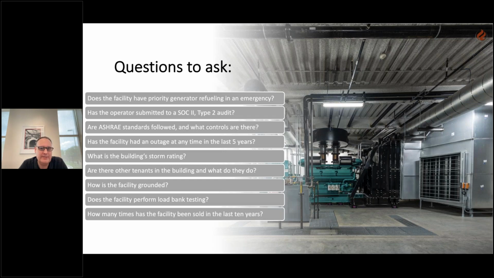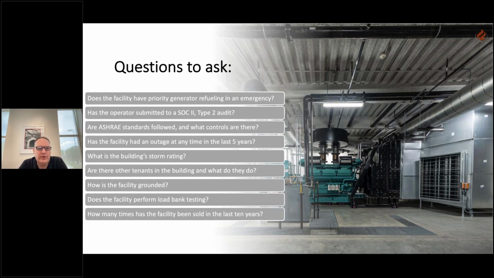Do they adhere to ASHRAE standards? That's a cooling and environmental standard. Do they even know what that is, and do they adhere to it? Ask them about the last outage they had. What was it like? Maybe they didn't have one. Maybe they had a post-mortem that they could talk to you about. What were their learnings from that last experience?